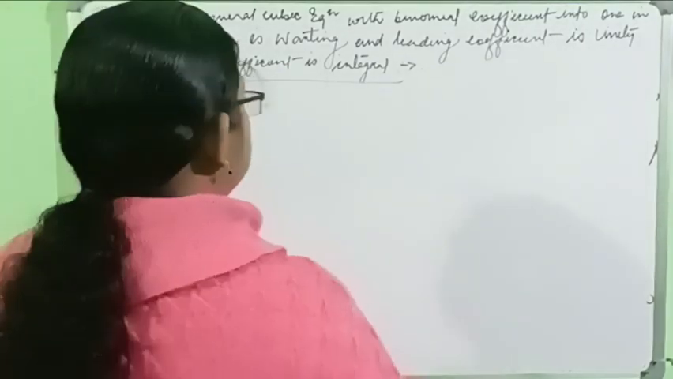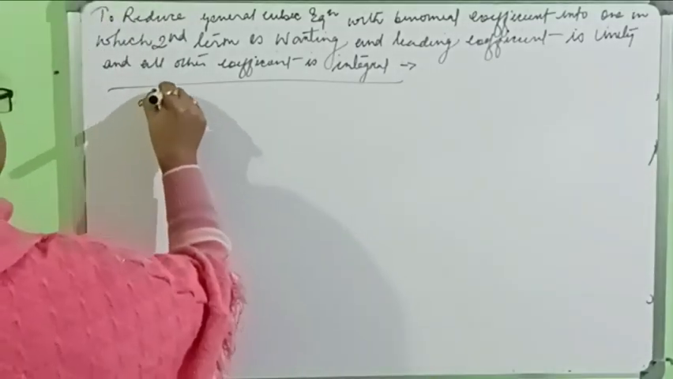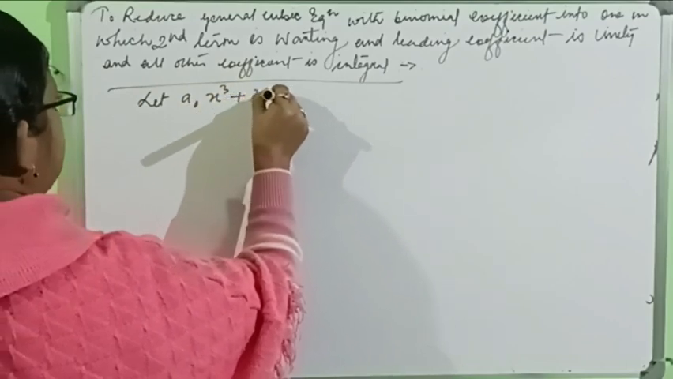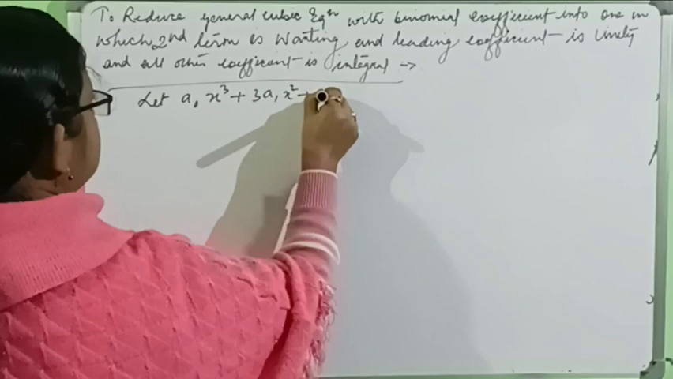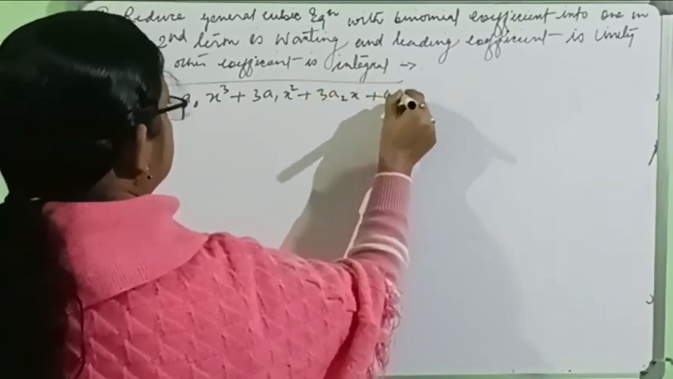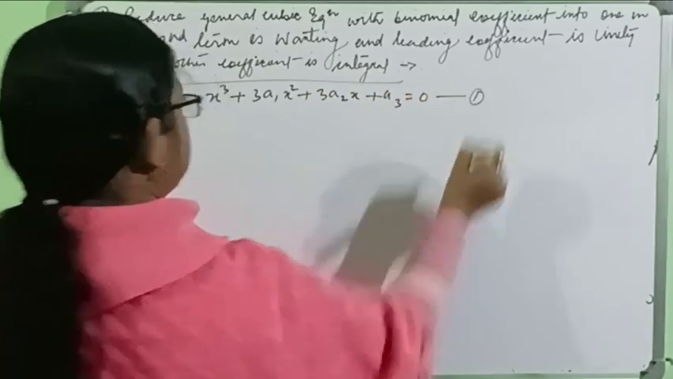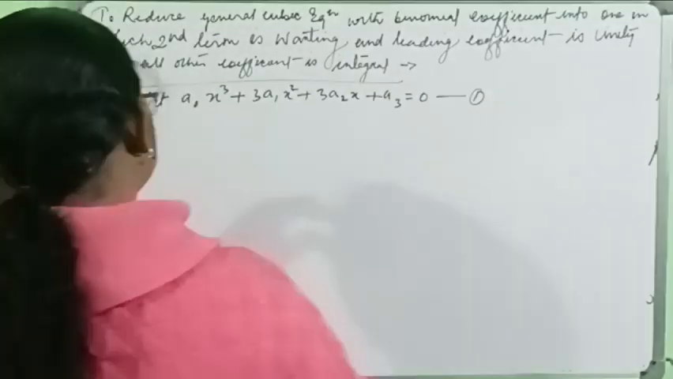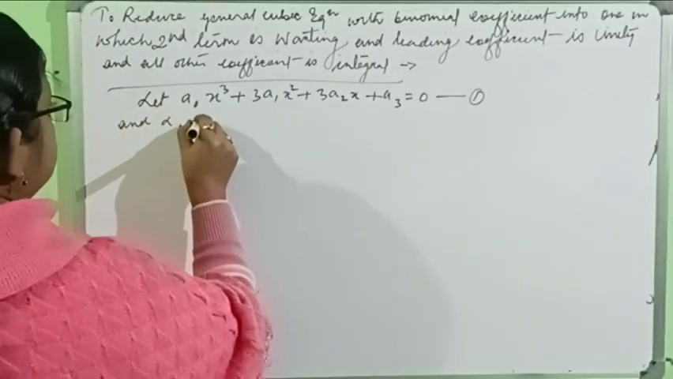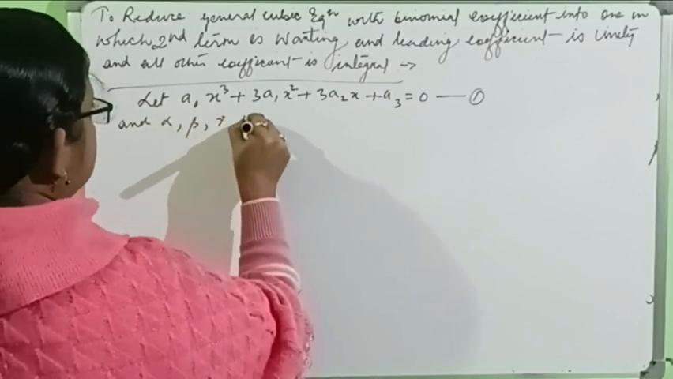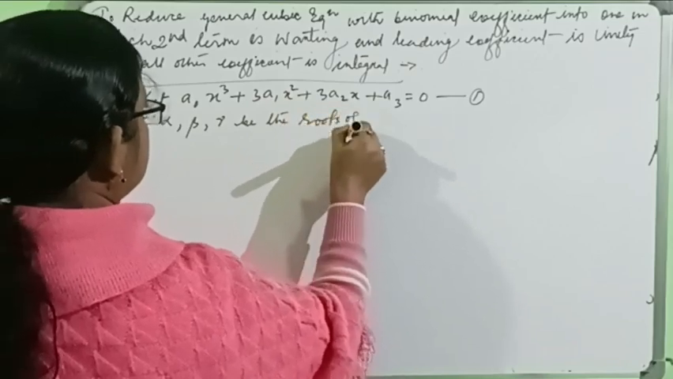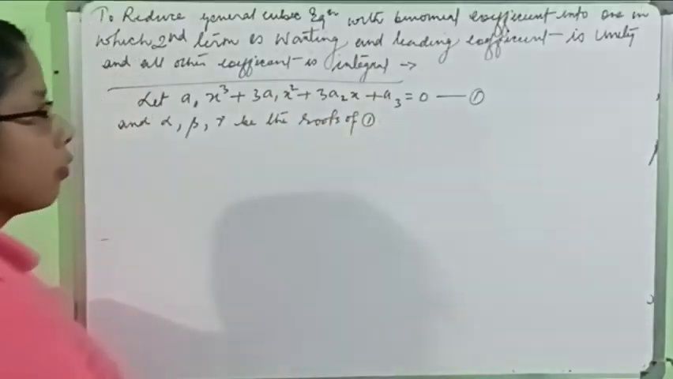Consider a general cubic equation a naught x cube plus 3a1 x square plus 3a2 x plus a3 equal to 0. Call this equation 1, and let alpha, beta, gamma be the roots of 1.